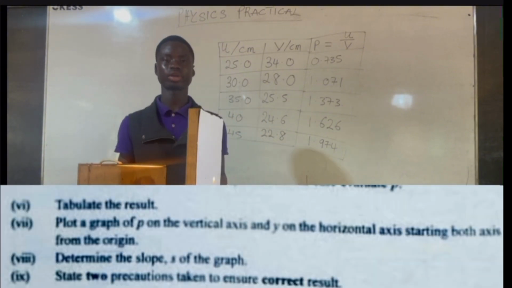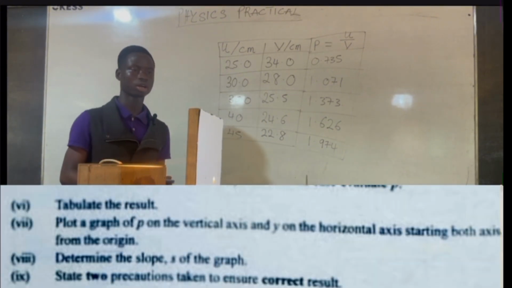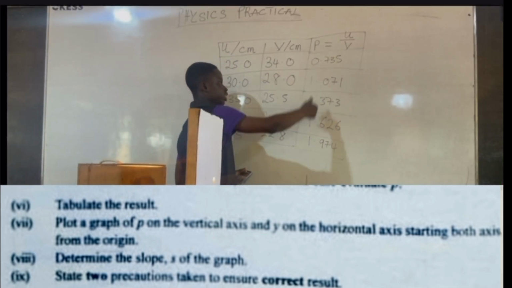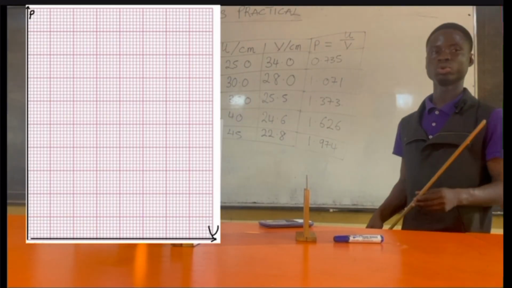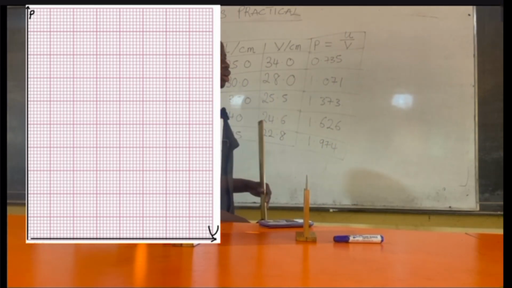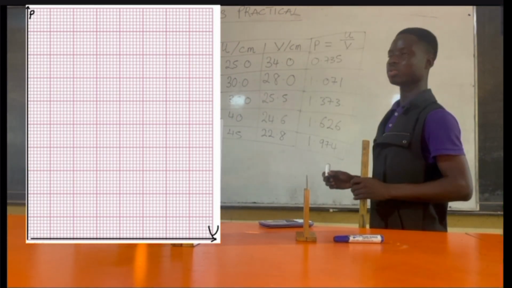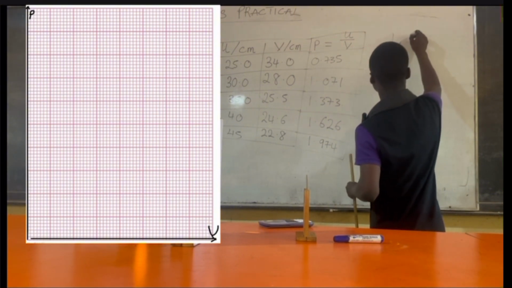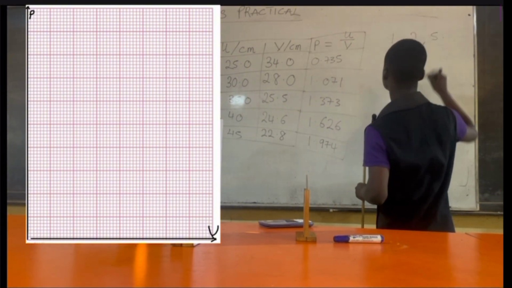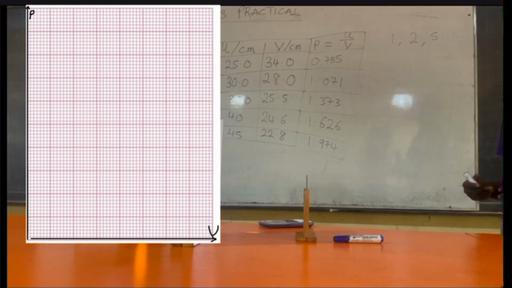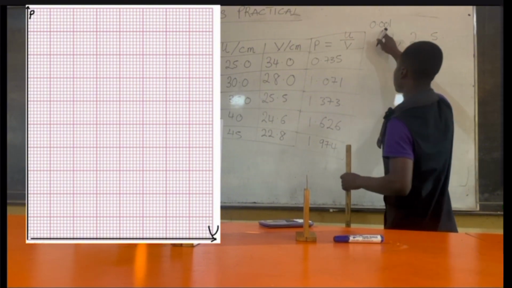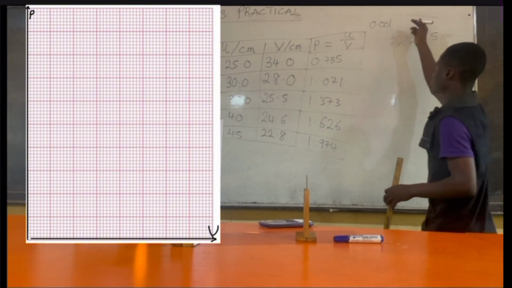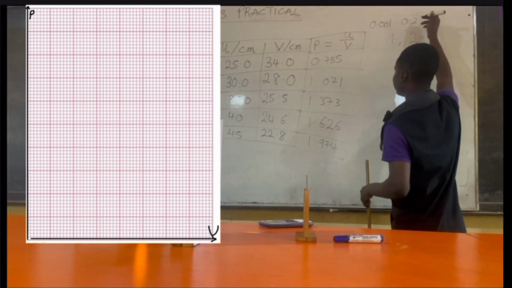We head on to the questions, which says we should plot a graph of P on the vertical axis and V on the horizontal axis. Before plotting the graph, you need to calculate and choose a reasonable scale for your graph. In physics practical, our reasonable scale is 1, 2, and 5. And decimals of it, you can have 0.001. Supposing you have 1 in it, is a reasonable scale. You can have 0.2, it's a reasonable scale.